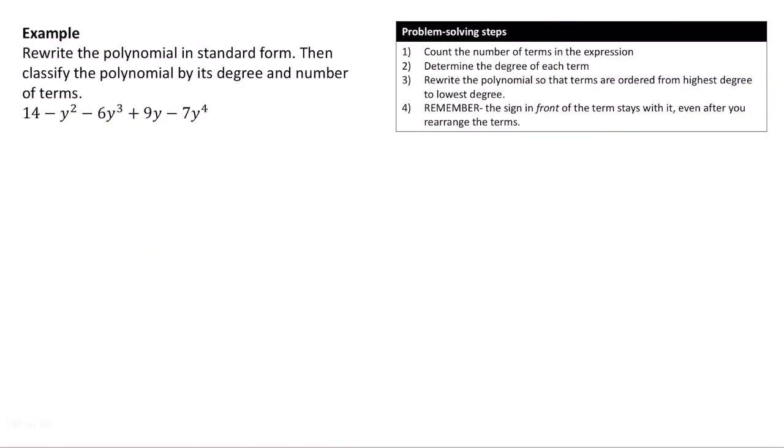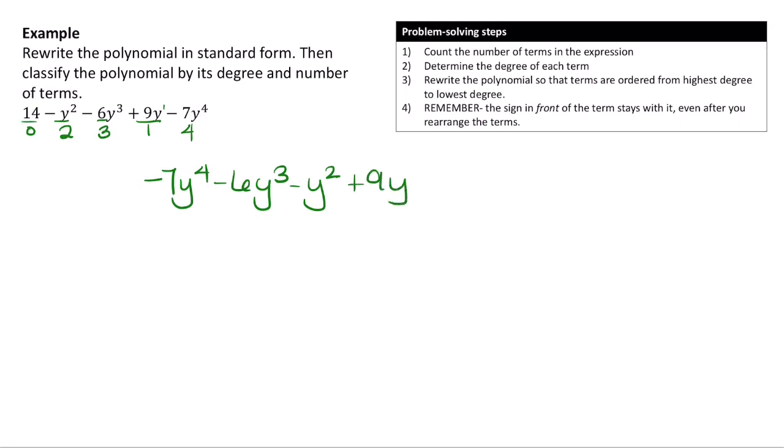So now let's rewrite this polynomial in standard form and then classify it by its degree and number of terms. Okay, so let's identify the degree of each term. So 14 has degree 0, minus y squared has degree 2, minus 6y cubed has degree 3, 9y has degree 1, minus 7y to the fourth has degree 4. So the highest degree term is going to be minus 7y to the fourth, and then I have minus 6y cubed, and then I have minus y squared, and then plus 9y, and then plus 14.